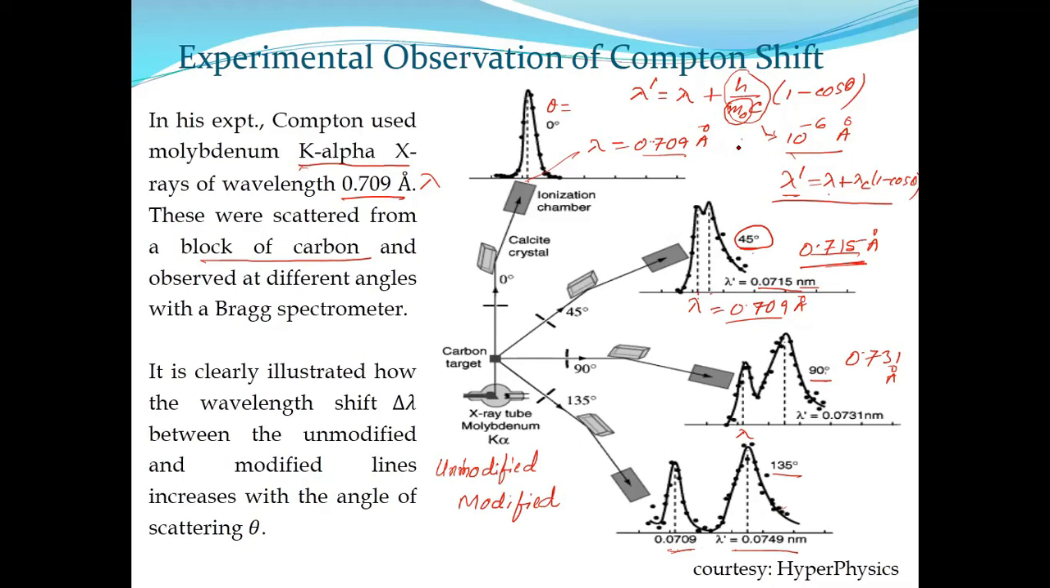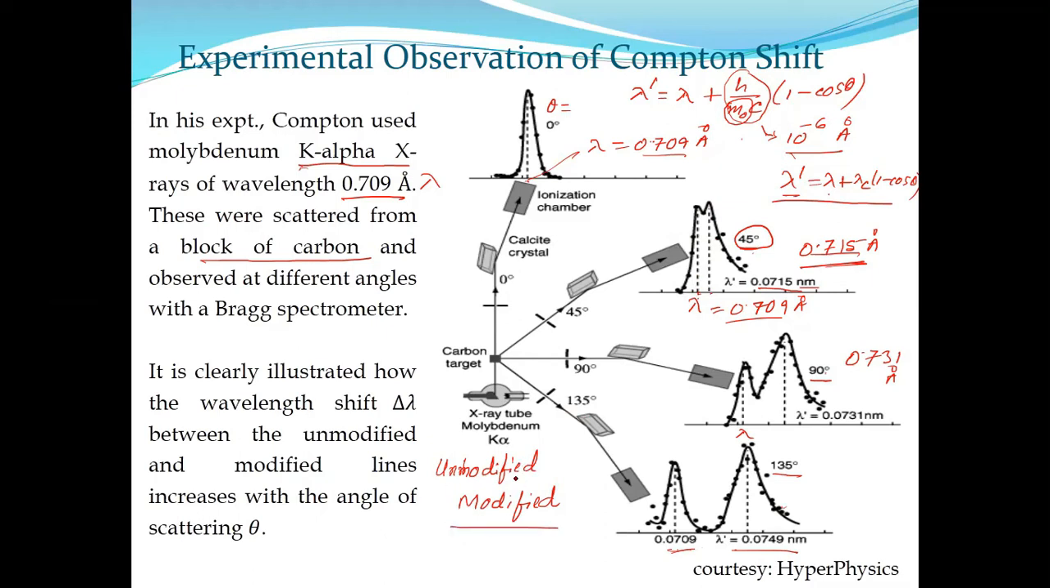With the help of any physical instrument, you cannot detect this change. Therefore, you are thinking lambda doesn't change here. So this is the reason. Along with these modified lines, you are getting some unmodified lines. So in a nutshell, due to interaction of electrons with photons, you are getting modified lines where wavelength is changed.